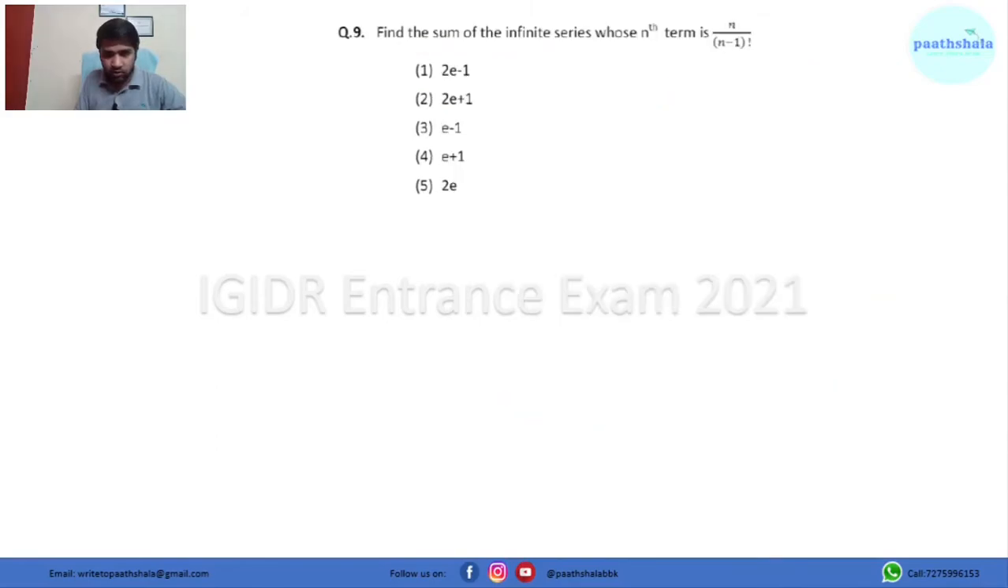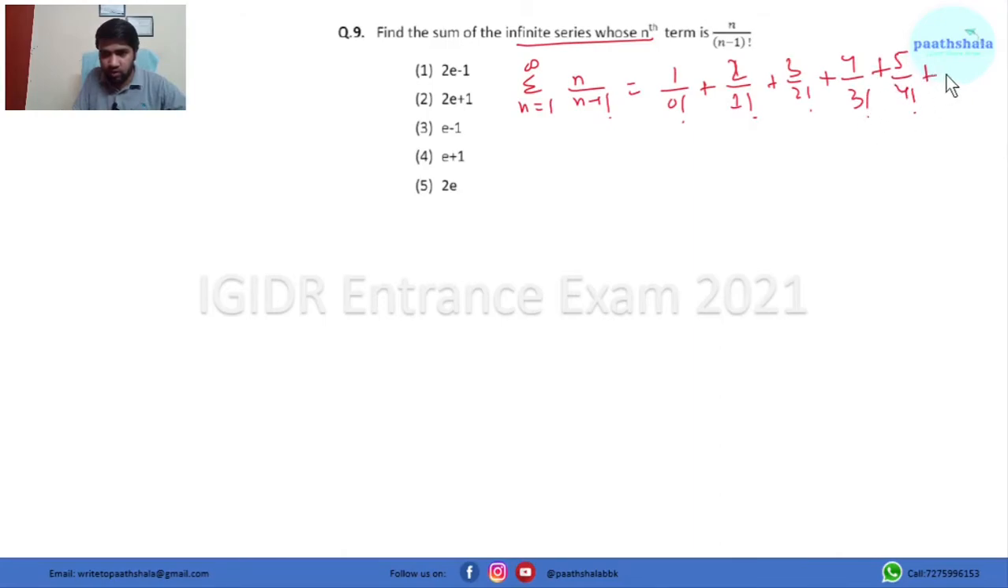Now let's move to the next question. In this question, it is asking to find the sum of the infinite series whose nth term is n upon factorial n minus 1, with n varying from 1 to infinity. Let me put 1, 2, and 3. This will come out to be 1 upon factorial 0 plus 2 upon factorial 1, then 3 upon factorial 2, then 4 upon factorial 3, and similarly 5 upon factorial 4, and so on. This is the expression which comes when I put the values from 1 to infinity.